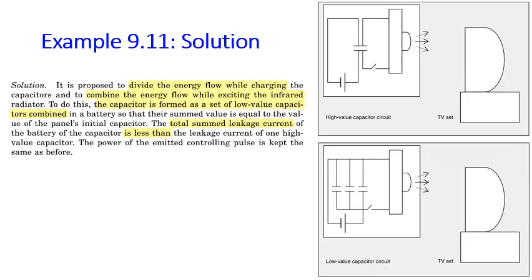So now the solution is, instead of using one capacitor, you use a set of low value capacitors, such that when you are not using the remote control, they will not really drain the battery. However, when you are using the remote control, the values of these small value capacitors will be combined to generate enough power.